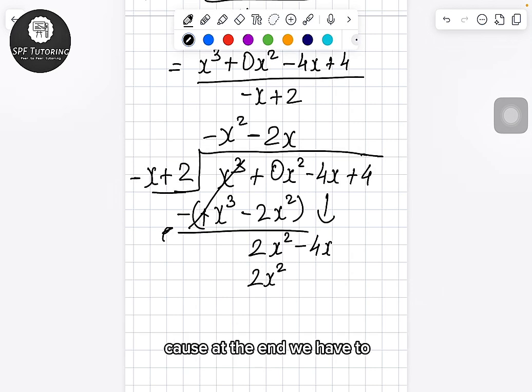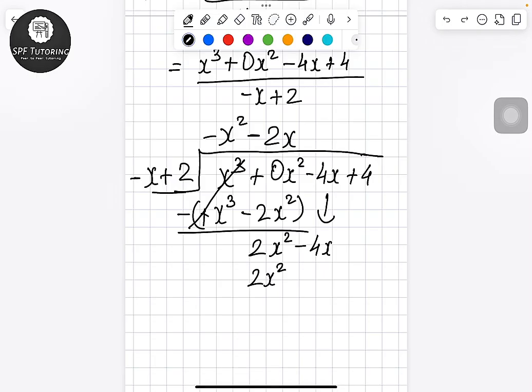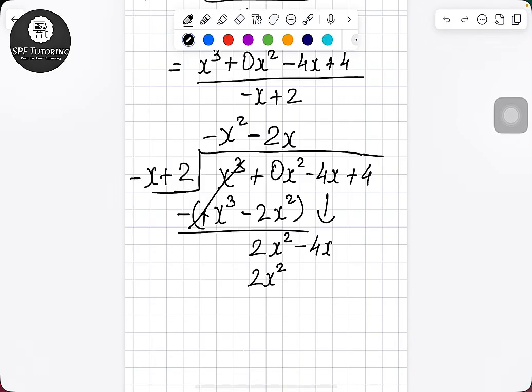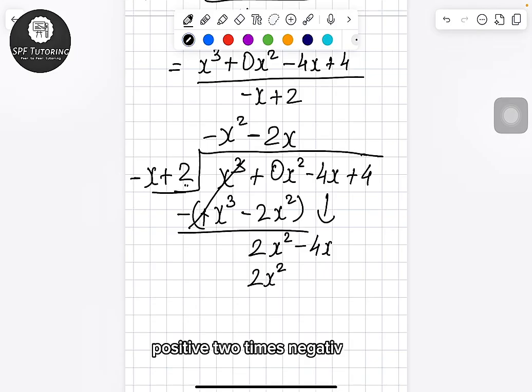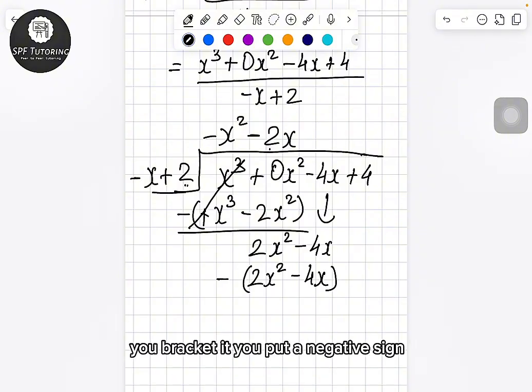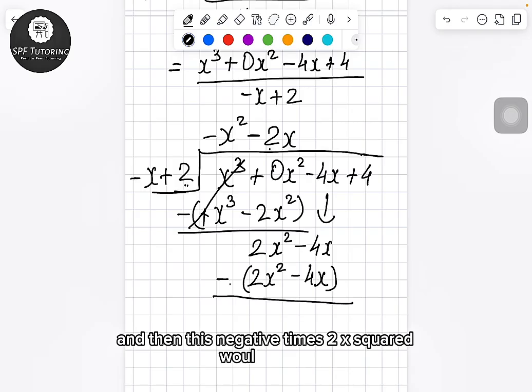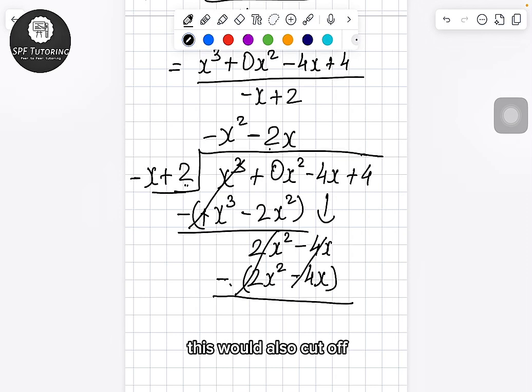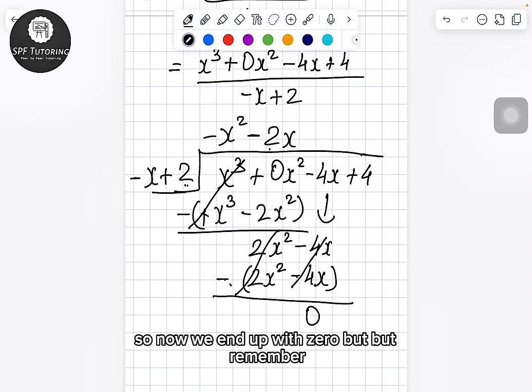Because at the end we have to remember that we have to put a subtraction sign, a negative sign. Then positive 2 times negative 2x would give us negative 4x. We bracket it and put a negative sign, because we always have to do that. Then the negative times 2x squared would cancel out, and this negative would become positive. This would also cancel out. So now we end up with 0.